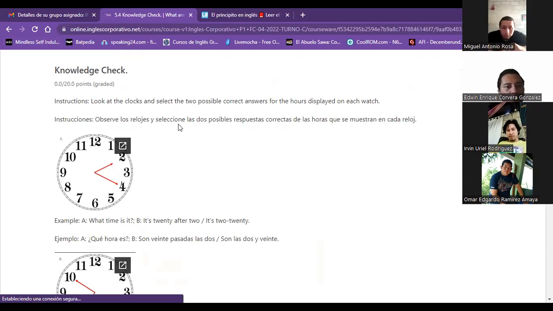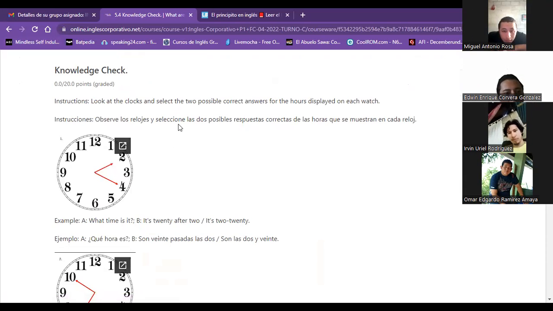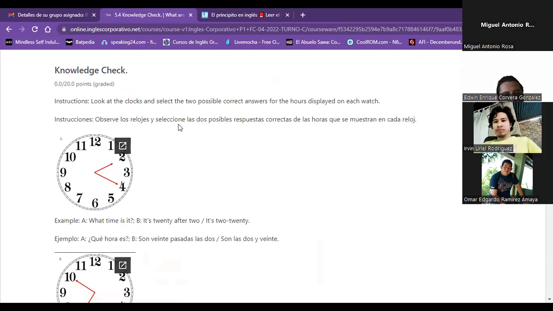Instructions. Look at the blocks and select the two possible correct answers for the hours displayed on each watch. Y aquí nos da un ejemplo. Example A. What time is it? It's 20 after 2 and also it's 2:20.